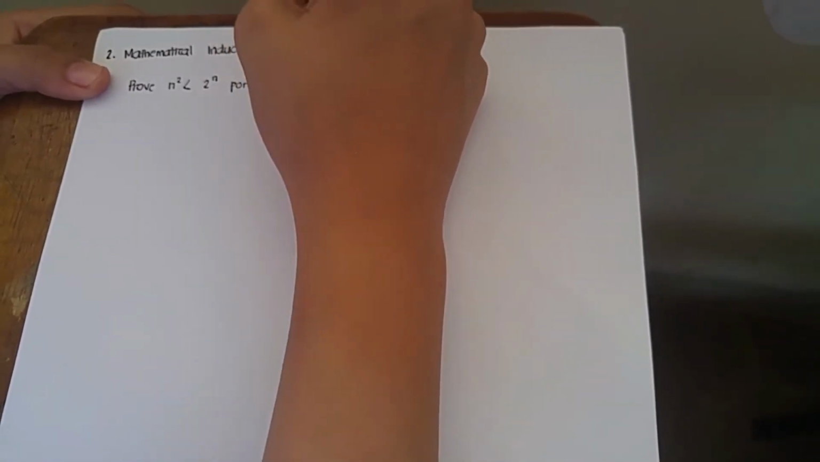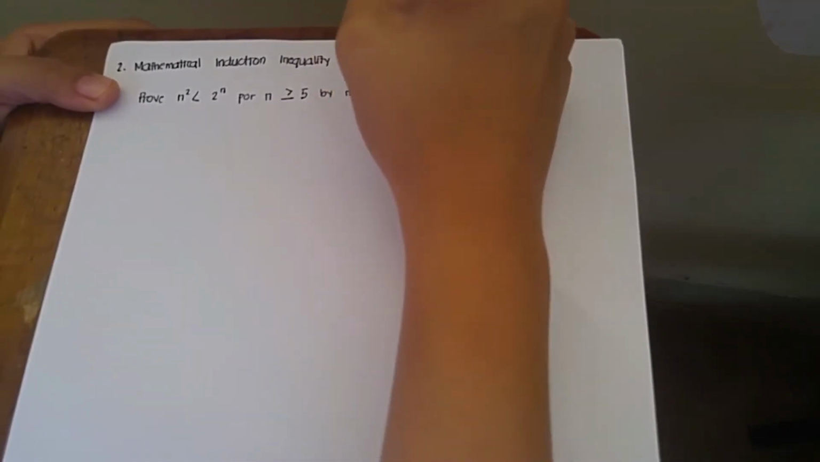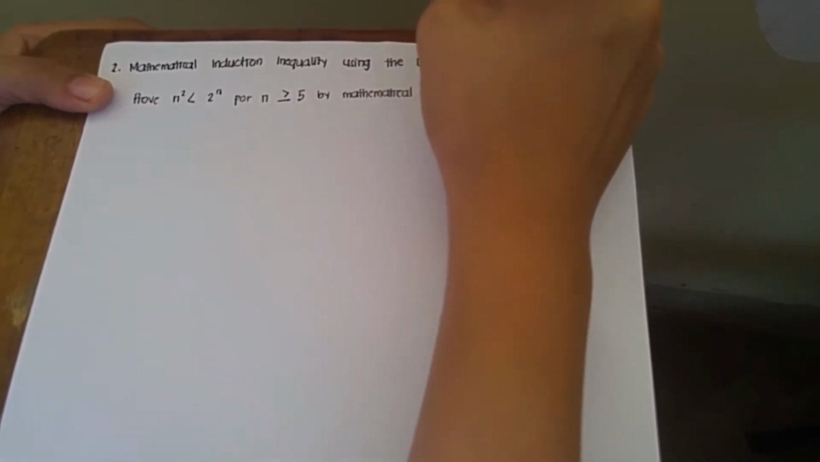Mathematical induction inequality using the difference. It is quite often used to prove A is greater than B by showing A minus B is greater than 0. Prove n squared is less than 2 raised to n for n greater than or equal to 5 by mathematical induction.